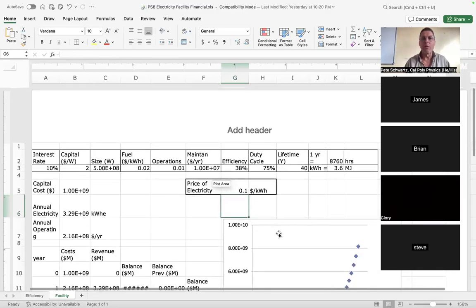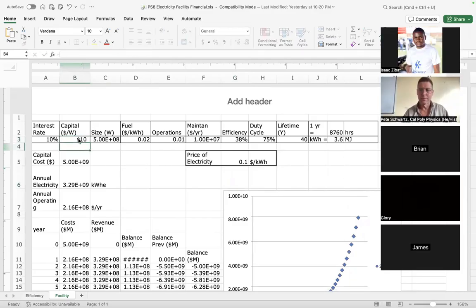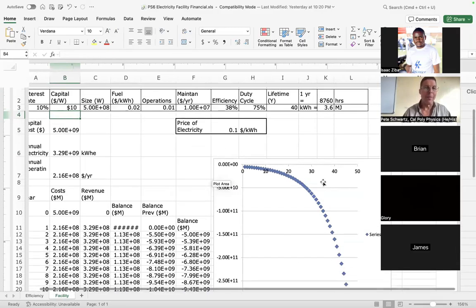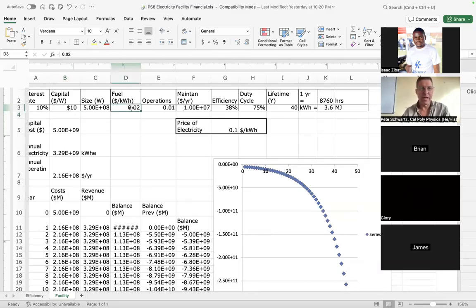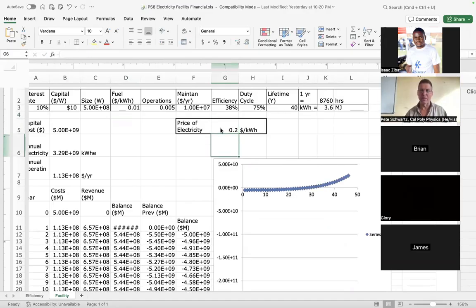Okay. But now we want to build a nuclear reactor, right? So now instead of $2 a watt, we need $10 a watt. Oh, crap, man. Now we're in debt. Okay. But fuel is really, really cheap, right? So we don't have to pay much for fuel. Yeah, it's about 1 cent a kilowatt hour, 0.01. That helps a little, but not a lot. And now we have to charge more for electricity. How about 20 cents a kilowatt hour?